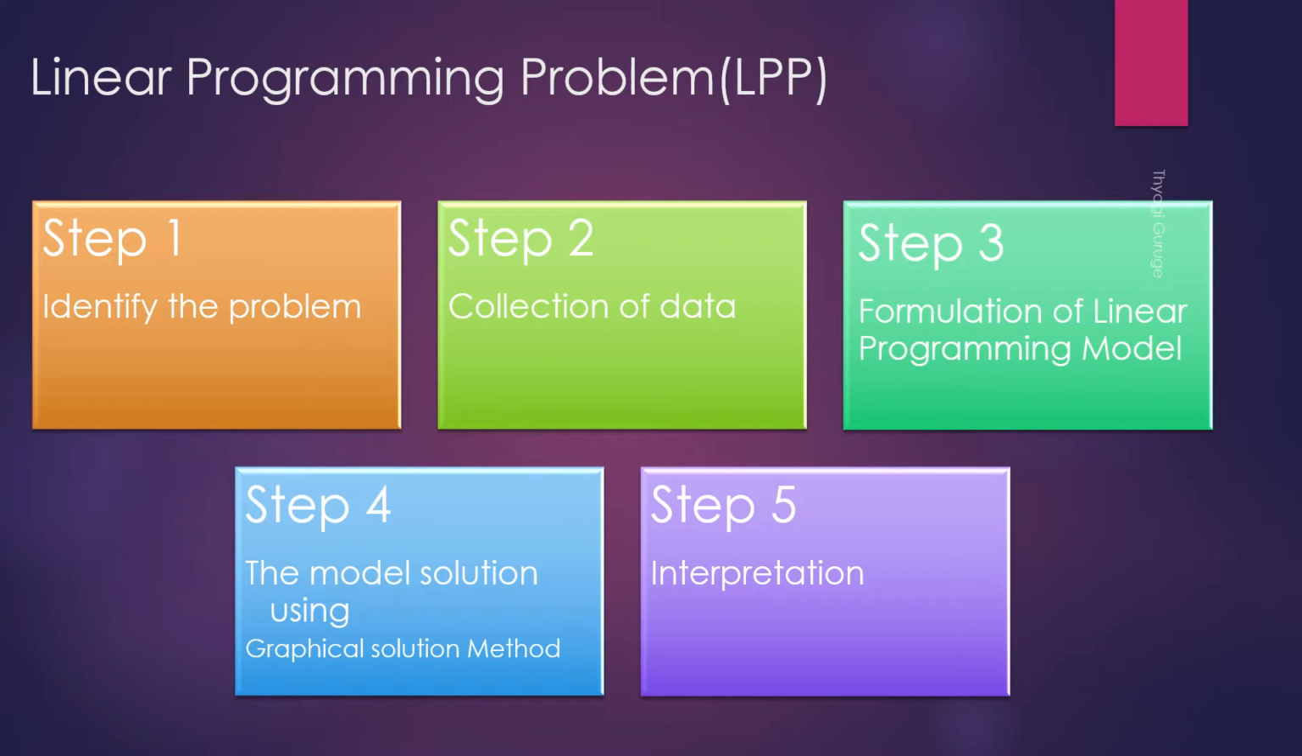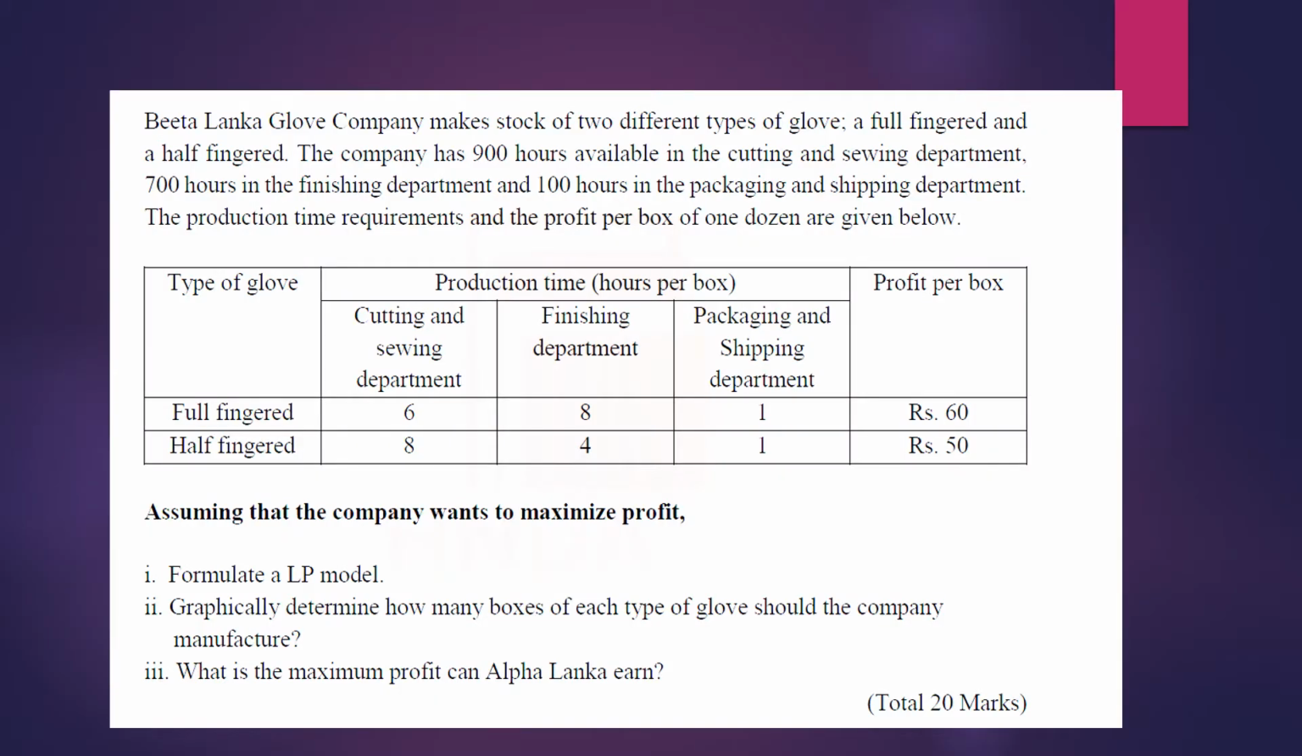First, you have to identify the problem. Secondly, you have to collect the data. Thirdly, you have to formulate the linear programming model. Fourthly, you have to find the solution, either by the graphical or simplex method. And finally, you have to do the interpretation. Let's go to the 2018 past paper.